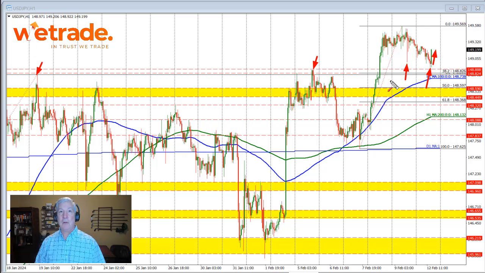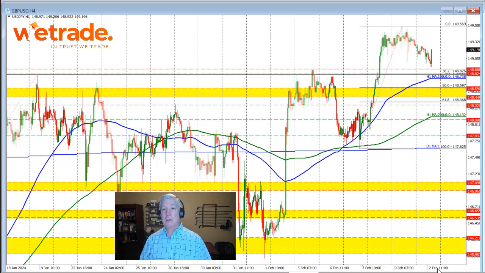So successful move to the upside, successful correction down toward the old resistance, which is now support, and a successful move back to the upside. So the buyers are staying in control. We're near unchanged on the day now, and we'll see if the price can continue that momentum to the upside in the New York session.